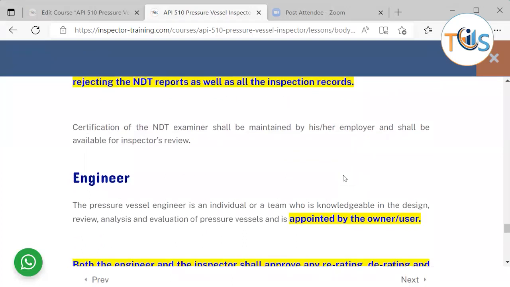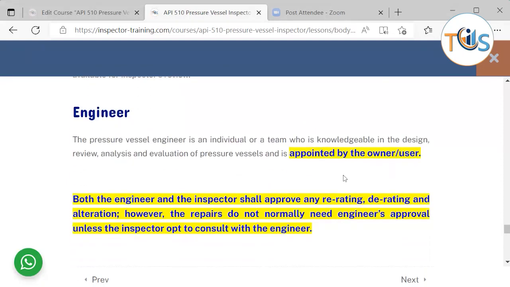Okay, certification of the NDT examiner, this might be a potential question, shall be maintained by his or her employer and shall be available for the inspector's review. Now, the engineer, if you look at the term, is a person or a group of persons. So it can be a team or just one individual. And by the term engineer, that means pressure vessel engineer here.